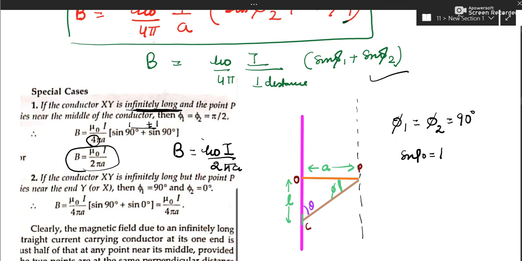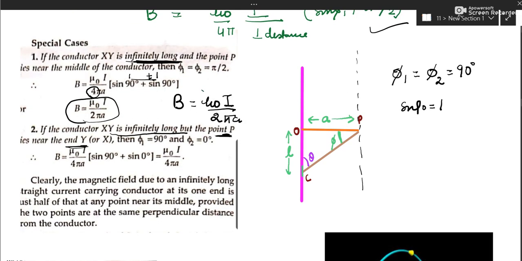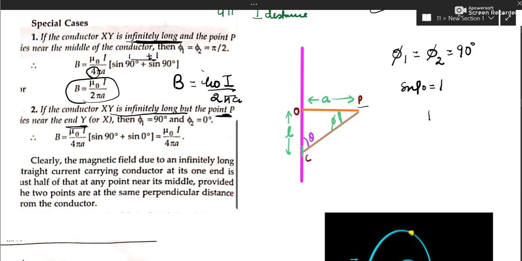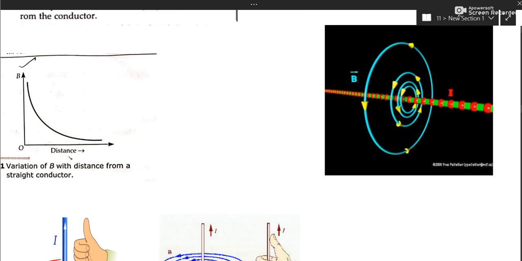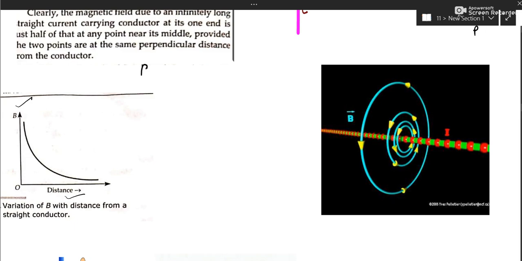Now coming to the next. If the conductor is infinitely long, but the point is near one end. So in this second situation, the point is near one end. So say the point is here. You can draw a line like this, and the point is here. So that means one angle is 90 and the other angle is 0. Sine 0 is 0, sine 90 is 1. So you can substitute the value. This is the value of magnetic field. Now coming to the graph between magnetic field and distance. The magnetic field's formula that I have memorized is mu naught by 4 pi.